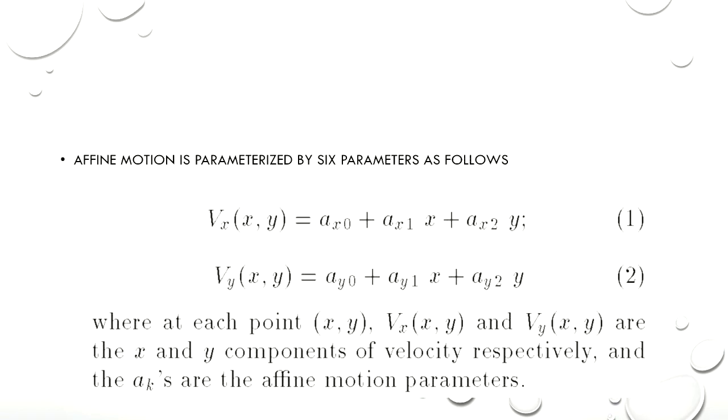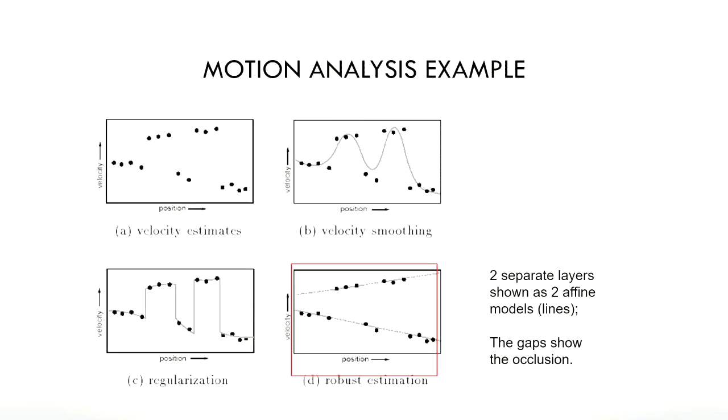If you're looking at this for understanding, you can just say that it's a summation of velocity components taken over the entire region as a whole, which gives us the affine motion parameters. So this is the analysis.